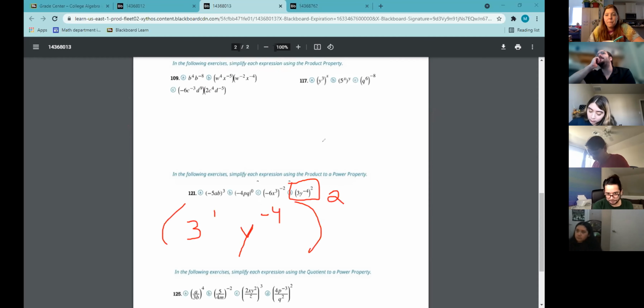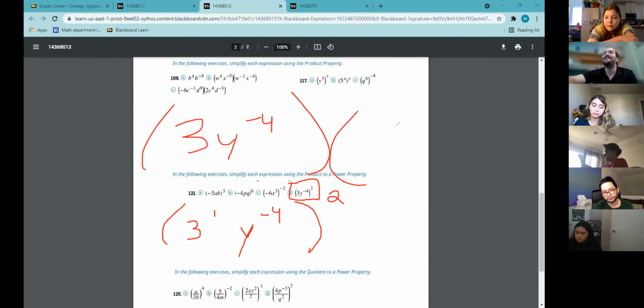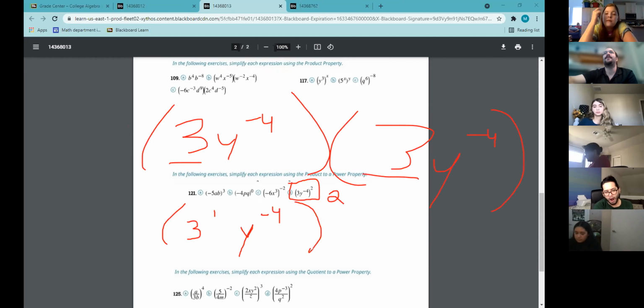So the rule with exponents is when we raise exponents to exponents, we're multiplying these two things. The other way to see this is you have 3y to the -4th. This one's really easy because it's squared, so I only have to write it out twice. If I write it out twice, I'm going to end up having 3 two different times, and this y to the -4th and another y to the -4th.